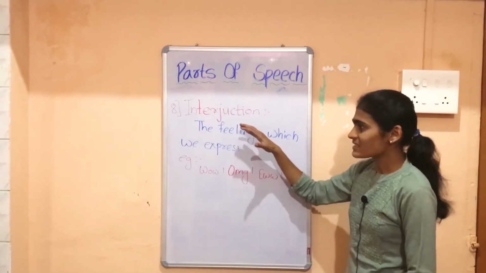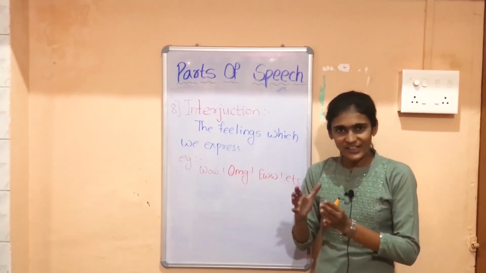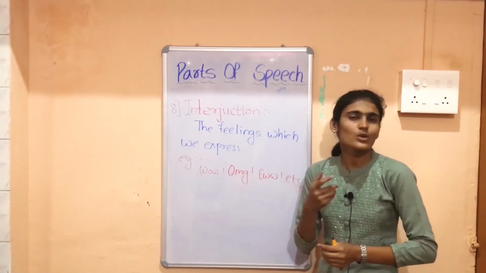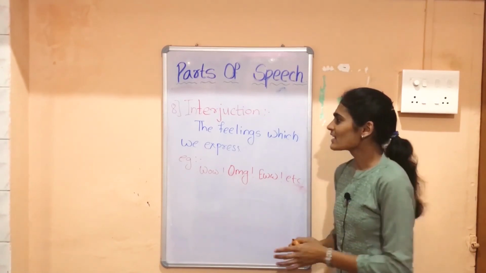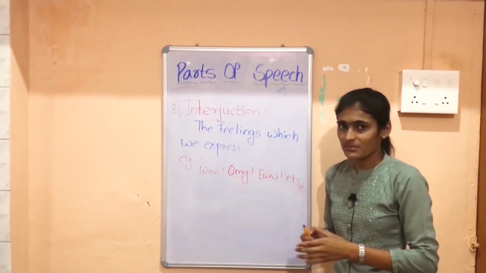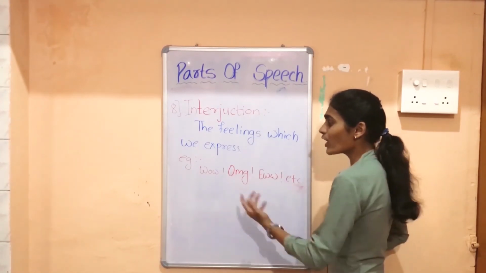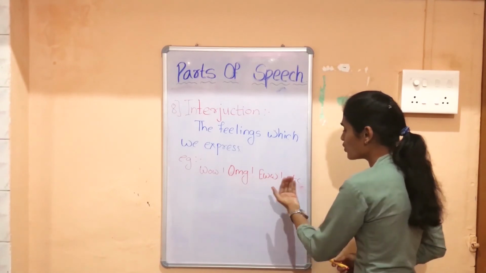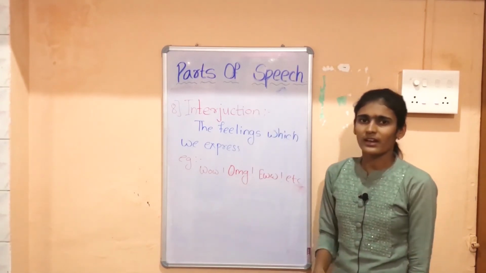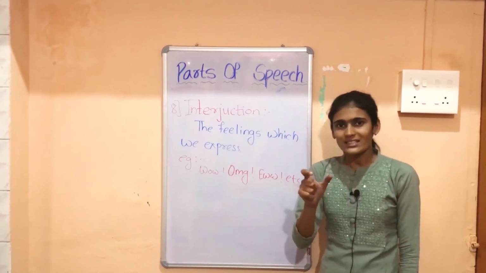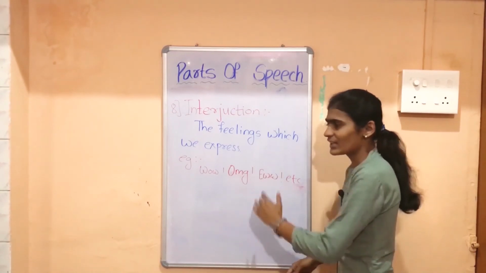Our last, 8th point is interjection. Here I would like to give you one funny trick. Whenever a doctor gives us an injection, different types of sounds come from our mouth. Similarly, the feelings which we express, means the feelings which come from our mouth, are known as the interjection. For example, wow, OMG, etc. are the examples of interjection. Here is also one trick. Whenever you see a word or a sentence ending with the exclamation mark, that word is known as the interjection.